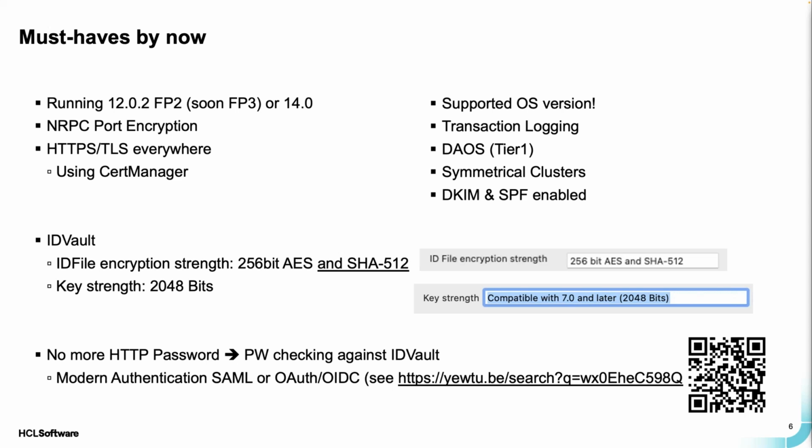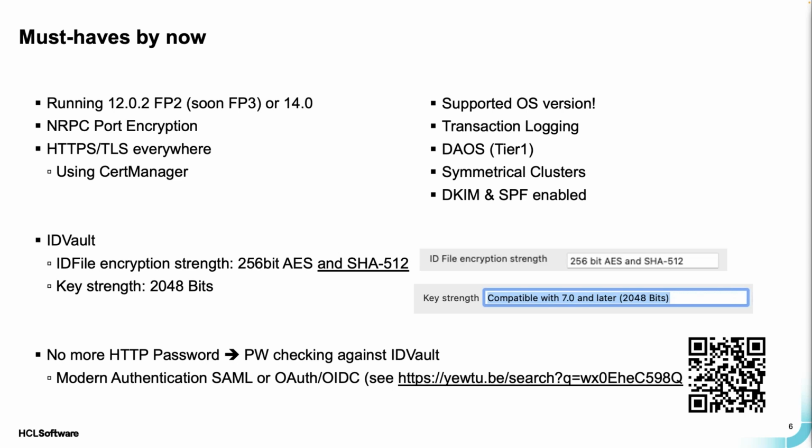You should spend a little bit of attention on that one. Also, we recommend running transactional logging, DAOS Tier 1. Symmetrical clusters is a great feature to run. And of course, if you're using Domino in a mail environment, enable DKIM and SPF that we introduced recently. An ID vault is a given. And in that, you should check whether the ID file encryption strength of your nodes' ID files is set to 256-bit AES, preferably with a SHA-512 hash. Key strength being 2048 bits.